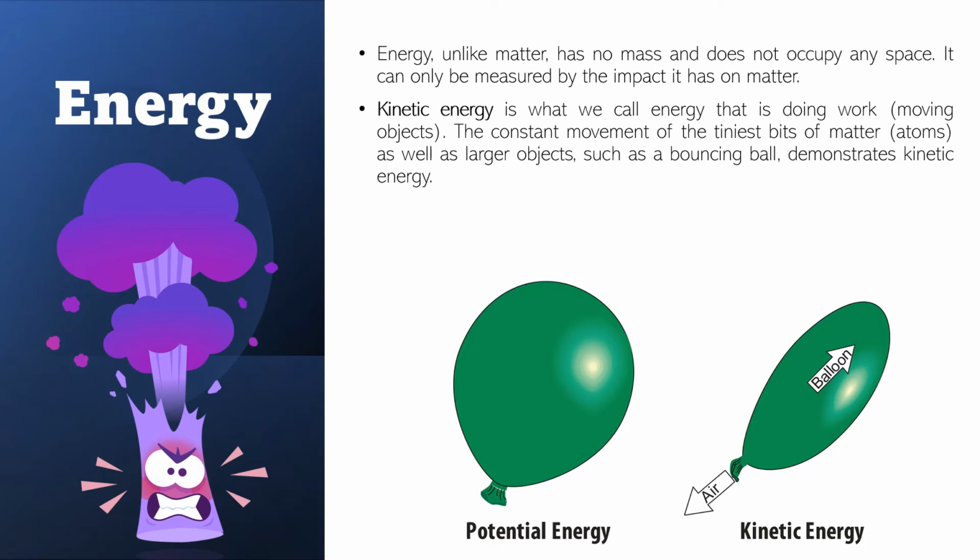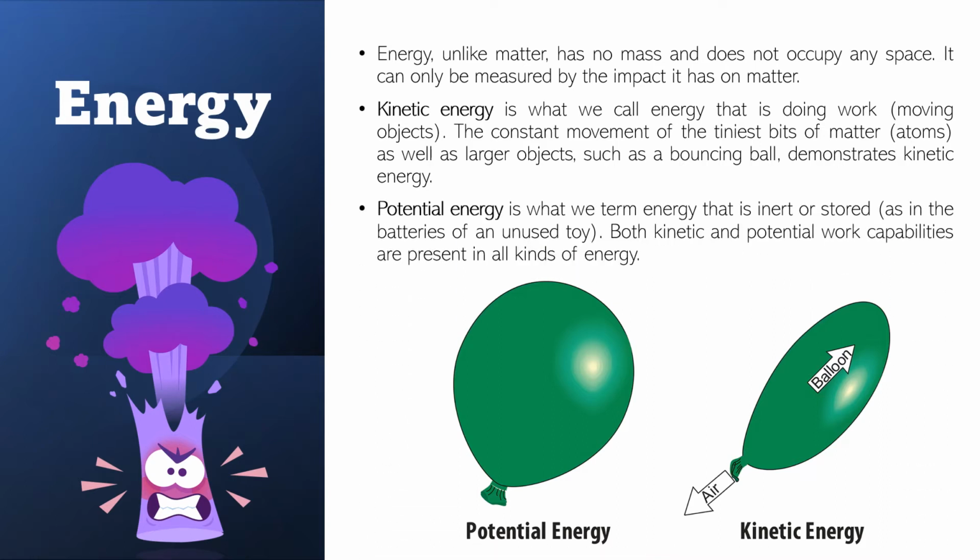Kinetic energy is what we call energy that is doing work or moving objects. The constant movement of the tiniest bits of matter, like atoms, as well as large objects such as a bouncing ball, demonstrates kinetic energy. Potential energy is what we term energy that is inert or stored, as in the batteries of an unused toy. Both kinetic and potential work capabilities are present in all kinds of energy.